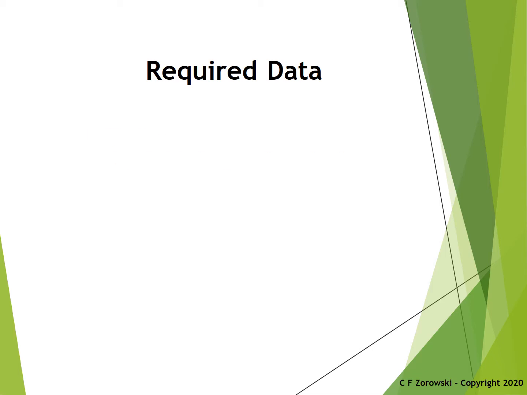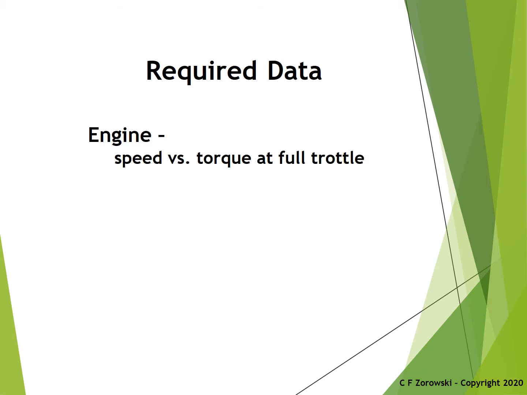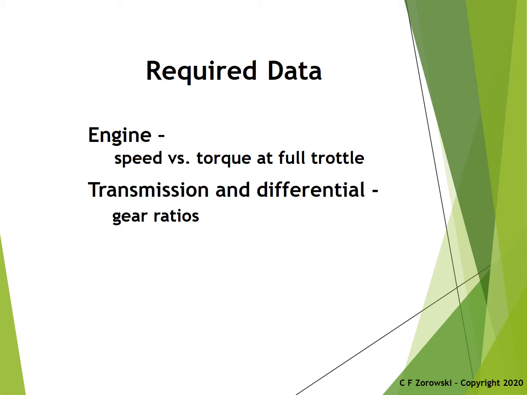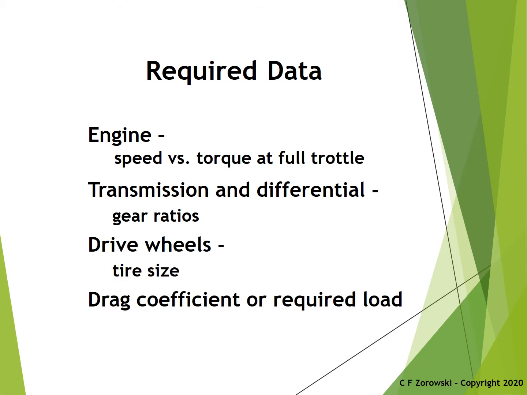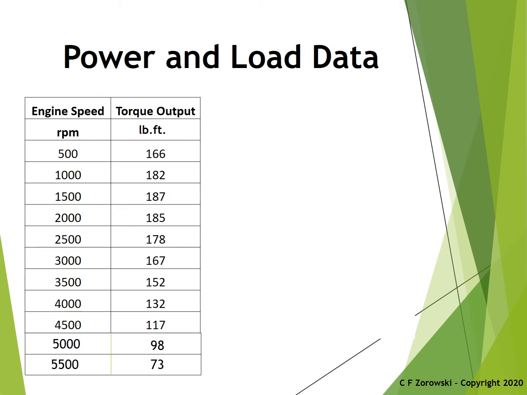These include speed versus torque data at full throttle for the engine, the gear ratios of the transmission and differential, the size of the wheel, and either a drag coefficient or some type of required rear wheel load data for the vehicle. Output torque versus engine speed at full throttle is available in tabular form from 500 to 5500 RPM in 500 RPM increments from the current specifications for the proposed vehicle design.